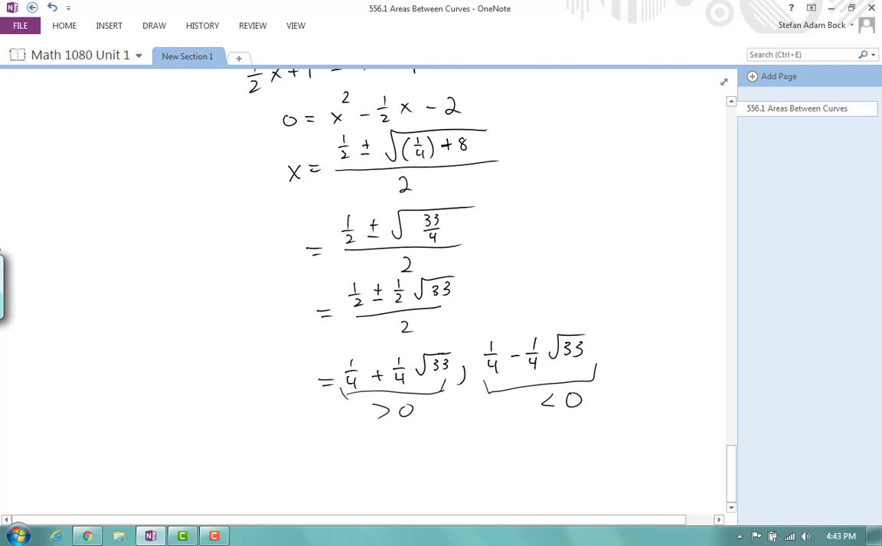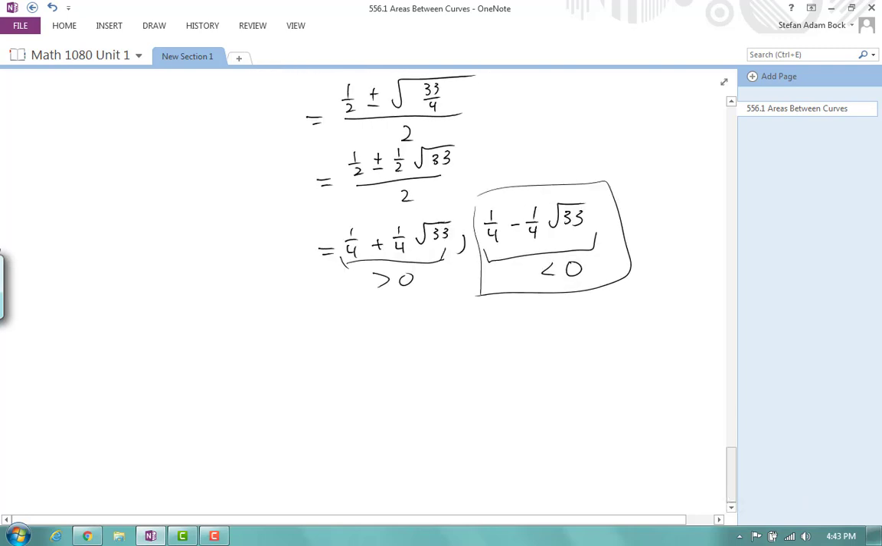So since my integral is working from negative 2 to 0, I'm definitely going to choose this guy right over here, because this is between negative 2 and negative 1. Or, I don't know if it's between negative 2 and negative 1, but I meant to say negative 2 and 0. So I should split my integral right there. So I'll have the integral from negative 2 to whatever that is, 1/4 minus 1/4 root 33.